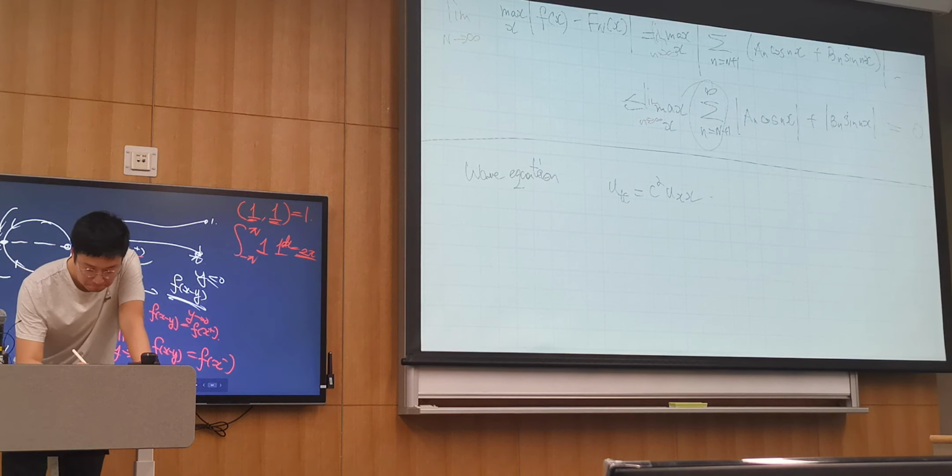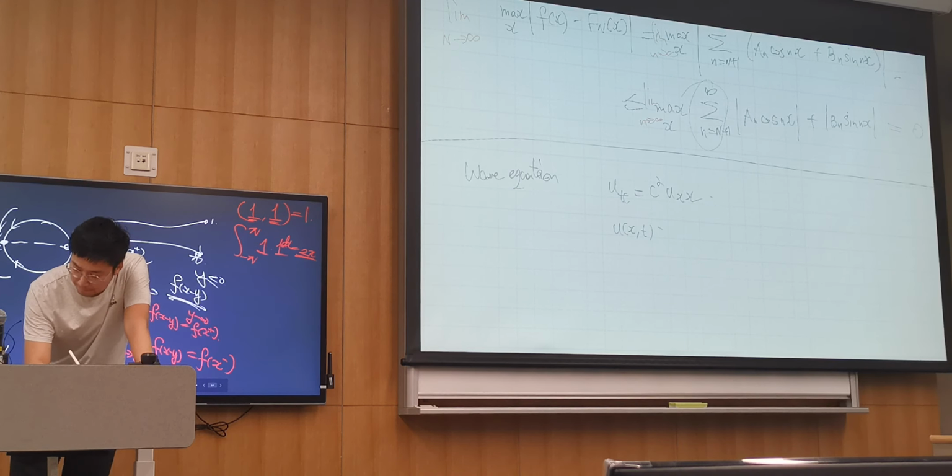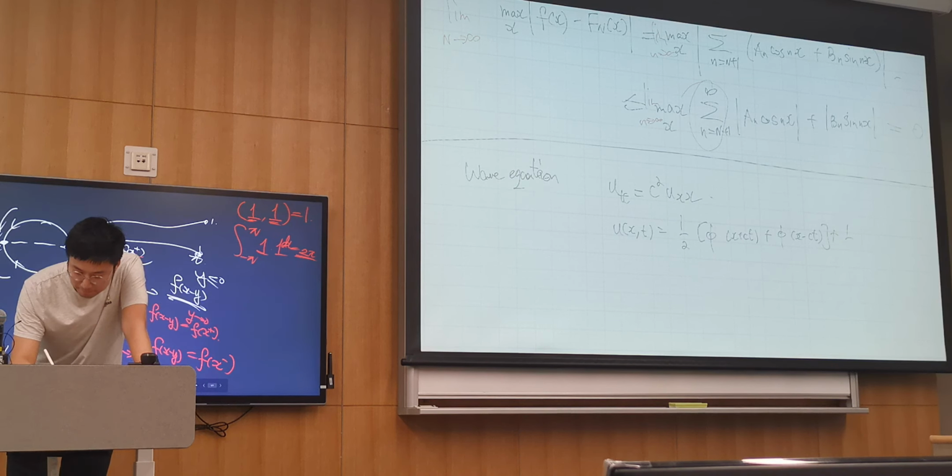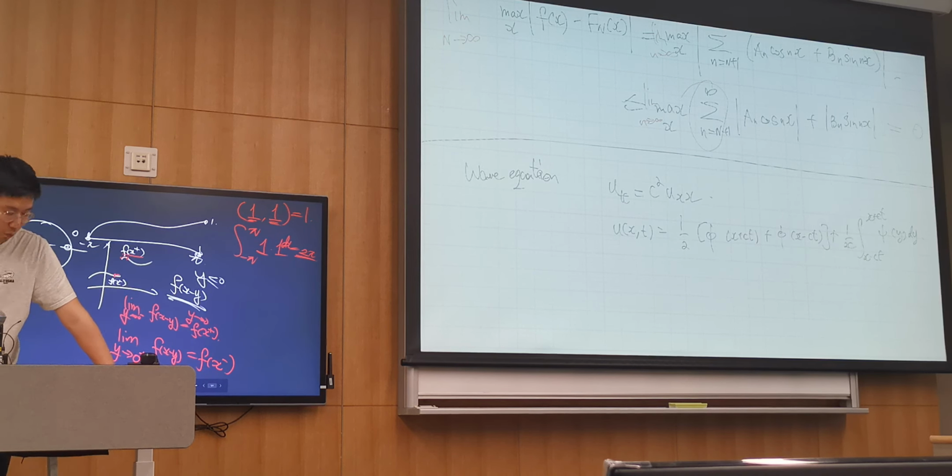u(x,t) equals 1/2 phi(x plus ct) plus phi(x minus ct), plus 1/2c times the integral from x minus ct to x plus ct of psi(y) dy. This is what we know for the wave equation.